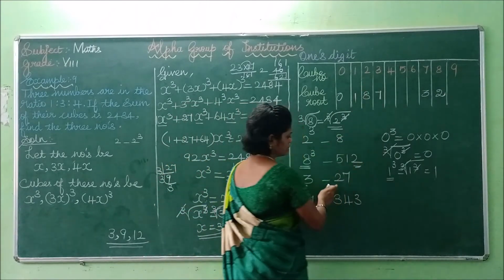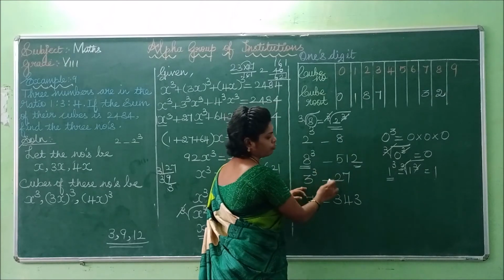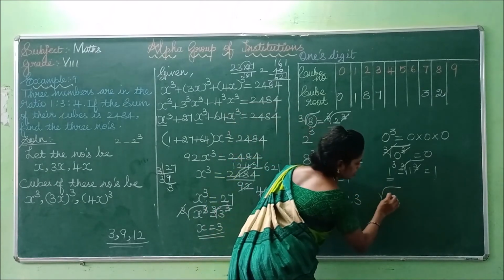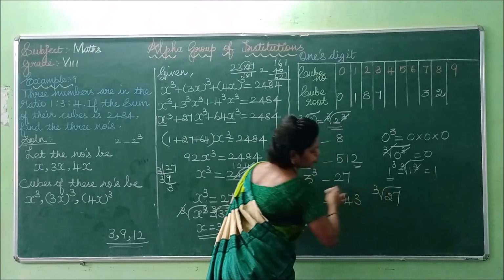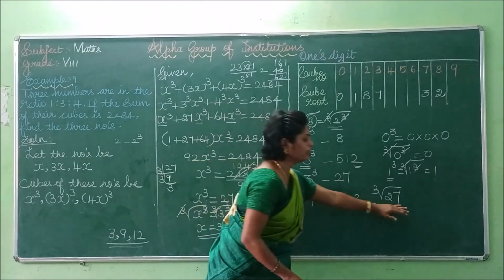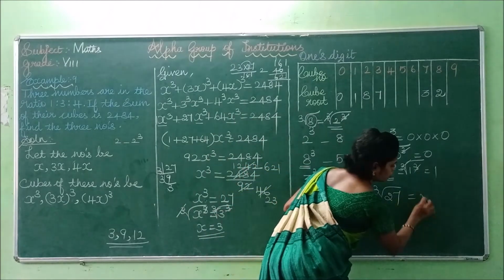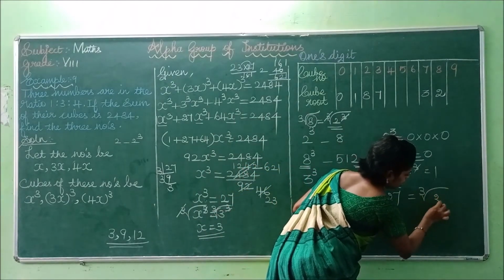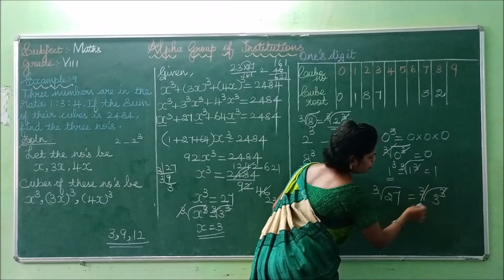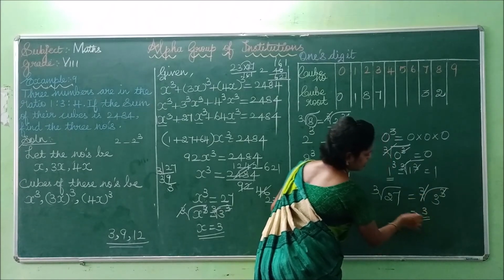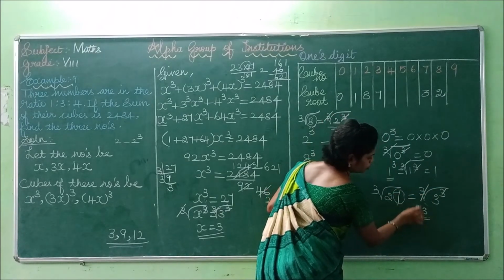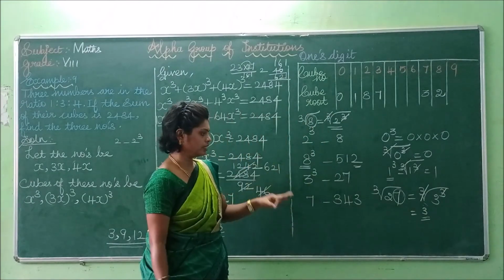So for 3 and 7: 3 cube is 27. If you are finding the cube root of 27, how can you represent this 27? 27 in the form of 3 cube. So the cube root of 3 cube. This 3 cube and cube root will be cancelled. The remaining value is 3. If the number ends with 7, its cube root will end with 3.